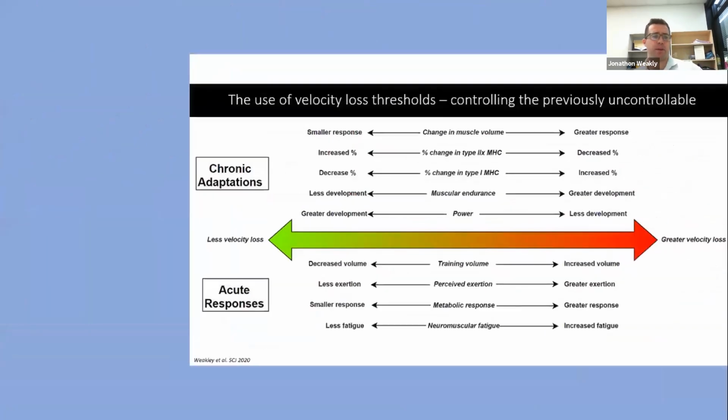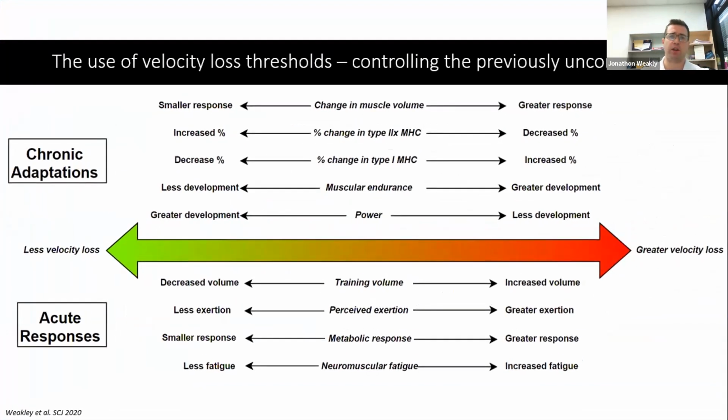And in this paper, Velocity-Based Training: From Theory to Application, we started to put together all the adaptive outcomes we've seen in the research. And you can see on the left-hand side, we've got smaller velocity loss thresholds and how they induce different fatigue and adaptive outcomes. And then on the right-hand side, we've got the greater velocity loss thresholds and how they induce different fatigue and adaptive outcomes.